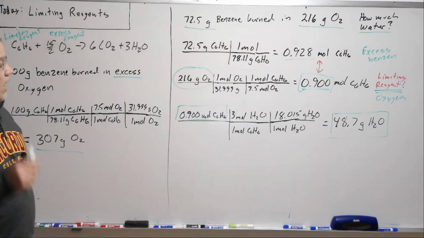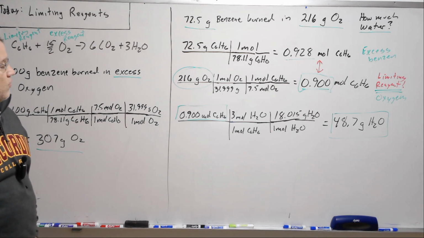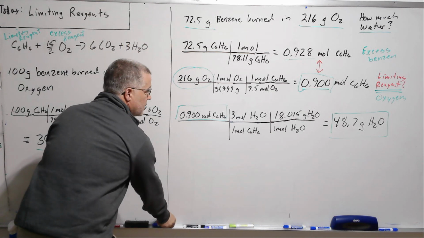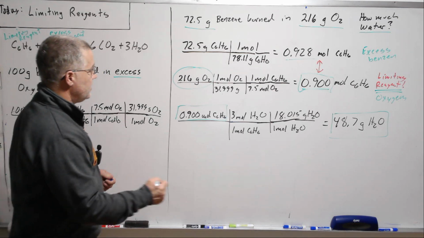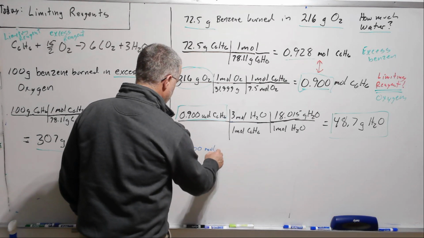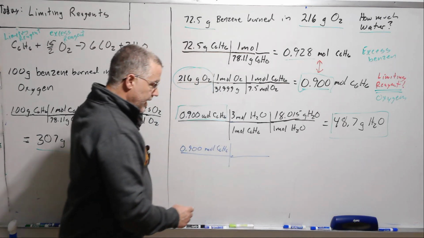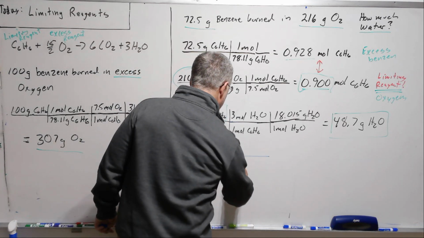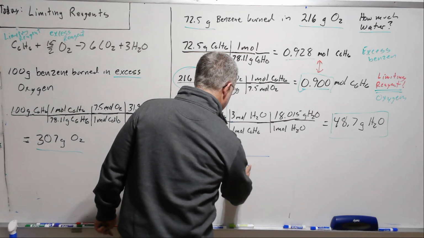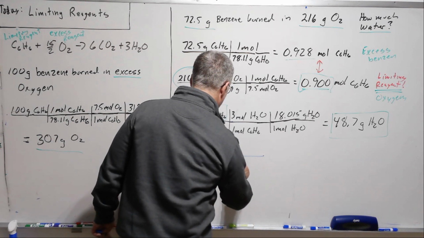Now, we might be asked, how much benzene is left over? Well, let's see, I'll use a different color here. That would be a pretty simple calculation. We would again start with our limiting reagent, and convert moles to grams here.